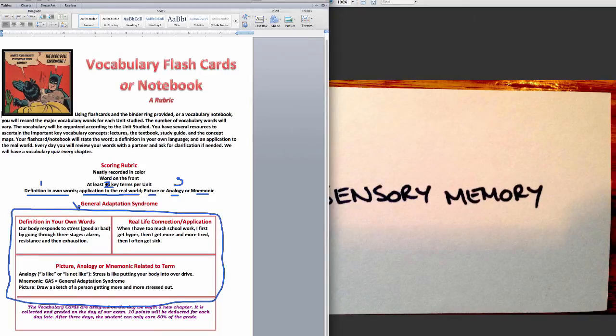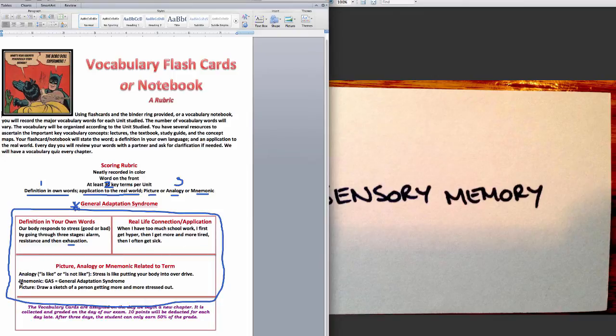So they did general adaptation syndrome. The definition in their own words is the body's response to stress by going through three stages: alarm, resistance, and exhaustion. So that's their own definition. Real life connection: when they have too much schoolwork, the first thing they do is get hyper. That's their alarm. They get more and more tired. That's resistance. And then exhaustion: finally, they get sick. All right?